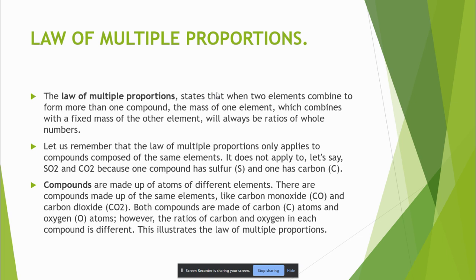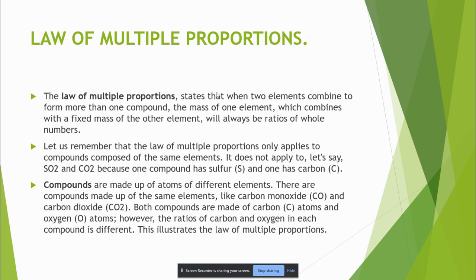What I need you to get out of this is that they are actually related. Let's look at the law again. It states that when two elements combine to form more than one compound, the mass of one element which combines with a fixed mass of the other element will always be in ratios of whole numbers. Look at the condition here: the other element must be of fixed mass, it must be the same atom. In our case, CO and CO2, C is constant. It is the O that is changing. Then the relationship between the O is a simple whole number ratio.